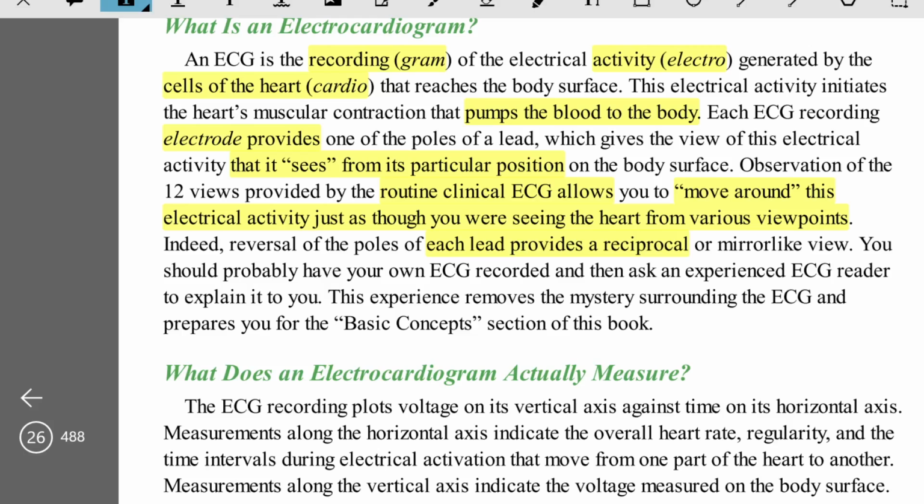You should probably have your own ECG recorded, then ask an experienced ECG reader to explain it to you. This experience removes the mystery surrounding the ECG and prepares you for the basic concepts.